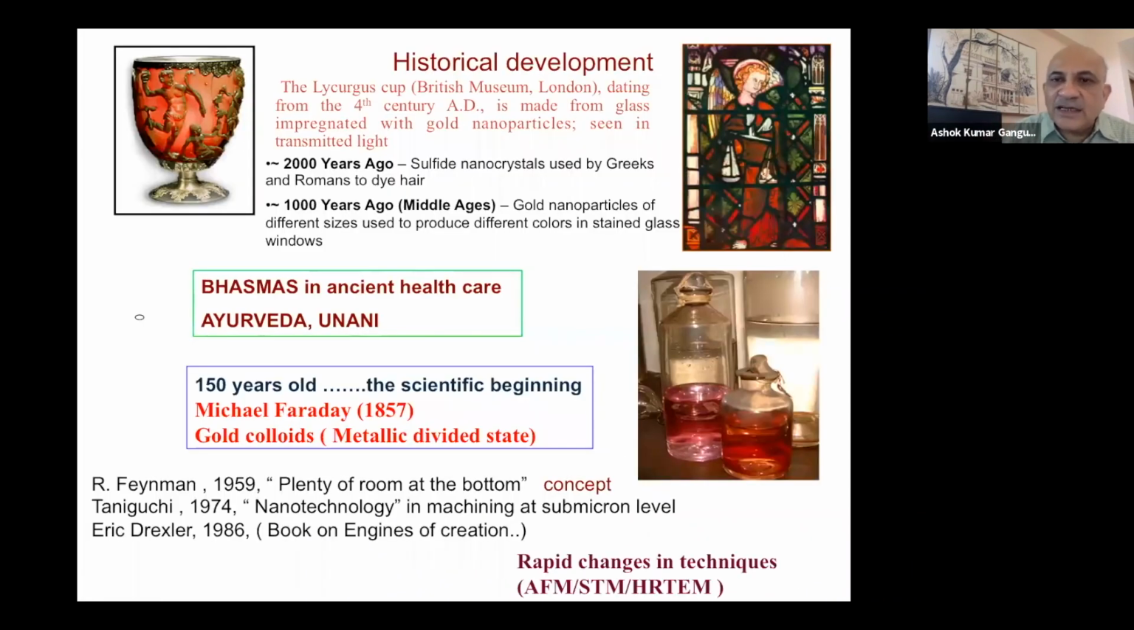So this is the historical development I said, from glasses 2000 years back, in Ayurveda, Unani, then Michael Faraday in 1857. But the more modern development of nanotechnology is after Feynman. Richard Feynman was a physicist. He gave a lecture at the American Physical Society meeting held in 1959, where he talked about a principle called doing science at very small size, very small length scales. He did not talk about nanotechnology or nanoscience, but he created this idea.